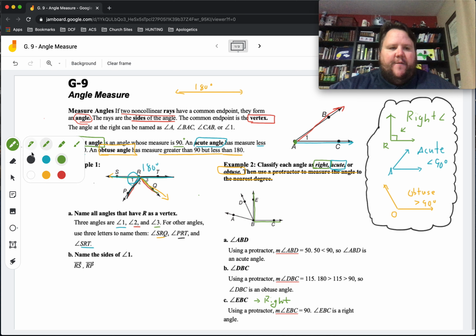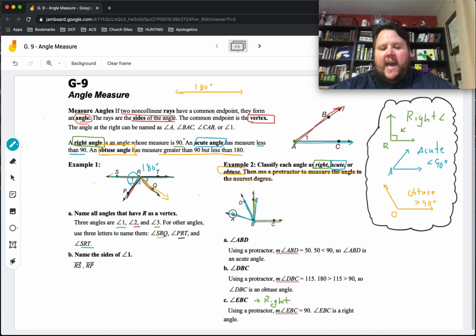And then if I'm going to look at the acute angle, we have a couple of acute angles. I can go with DBE. I can go with DBA. They're both acute. So for an acute angle, they went with ABD or DBA. And so that's our acute angle.